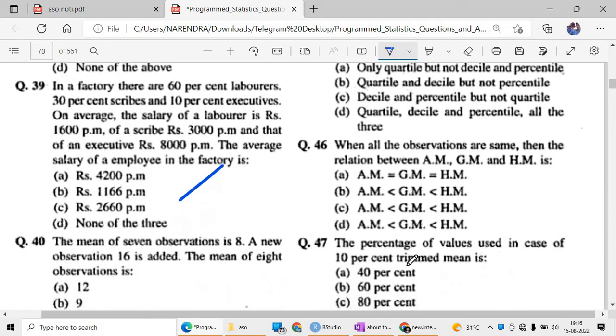So this is again the observations, when all observations are the same, the relationship between AM, GM, HM. See, take one example, 2, 2, 2, 2. Then what will be the AM here? 8/4 means 2. What will be the GM here? 2 into 2 into 2 into 2, so 2 power 4, 1/4, 2 will be the GM. What will be the HM? So you find one relation. AM is greater than GM, greater than HM. So it will be the answer.